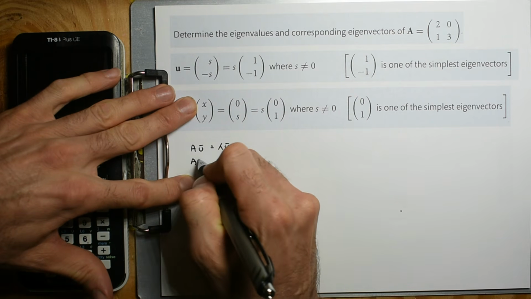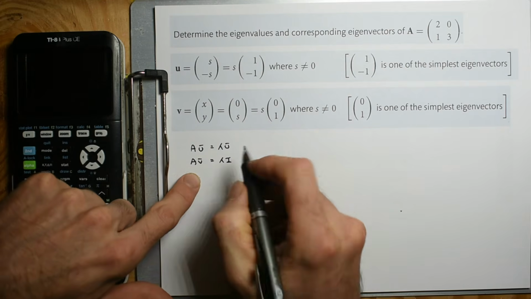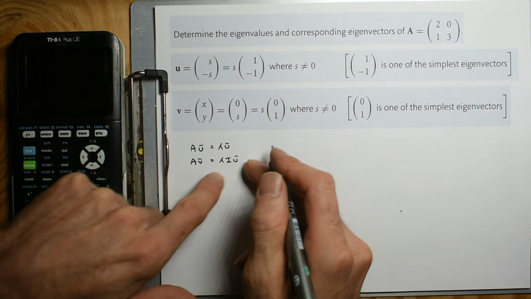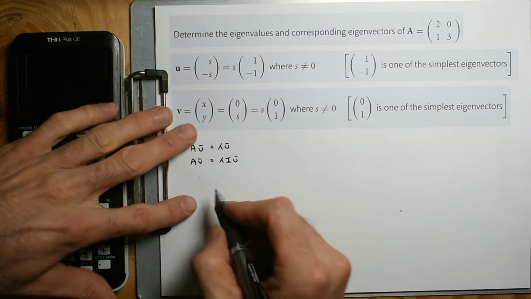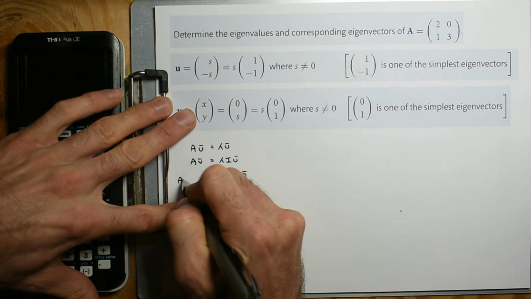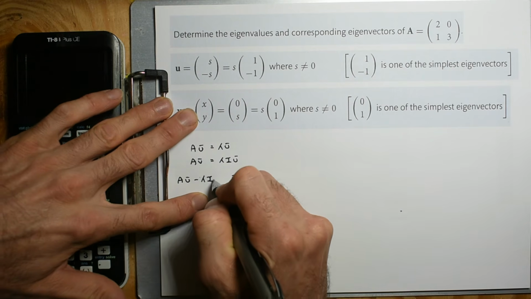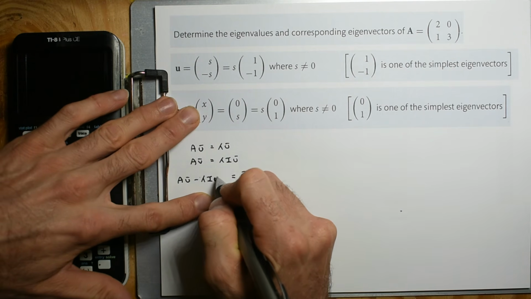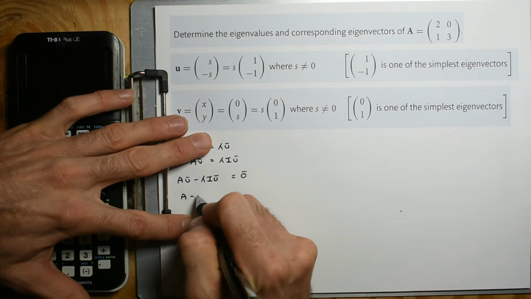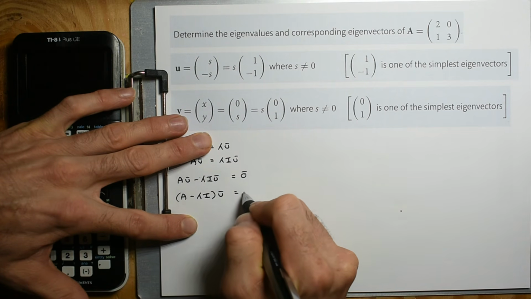I'm going to do matrix A times U is equal to the scalar times the identity matrix that's the same size as matrix A, times U. I'm going to take this and subtract it on both sides of the equation. So I'm left with the zero vector over here, and then I have AU minus the scalar times the identity matrix times vector U. I'm going to factor out vector U. So I'm going to have A minus the scalar, identity, and then we have U.